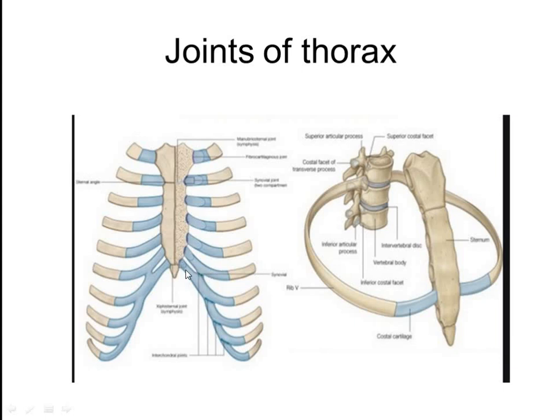These 8th, 9th, and 10th ribs, their costal cartilage articulates with the next costal cartilage higher above. Similar to this, 8th with the 7th costal cartilage, 9th with the 8th, and 10th with the 9th, and so on. They form the costal margin of the thoracic cage.